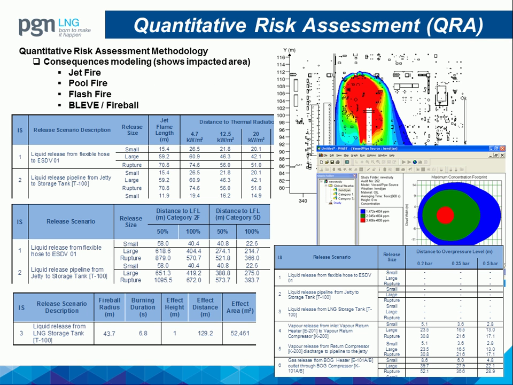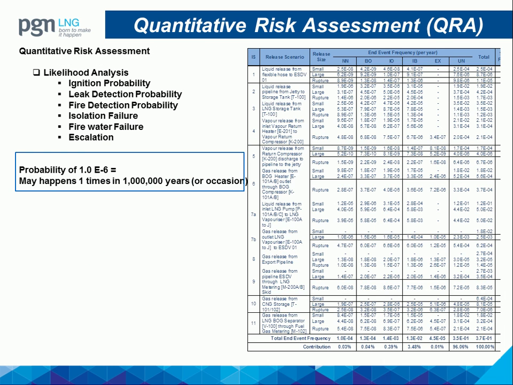This is an example of a QRA. This is the consequences modeling. The drawing shows how big the impact on the area is and how far it would reach. Normally the red is the worst case, and the white one is not impacted by the scenarios. This is the likelihood analysis. So basically, we go one by one per case. At the end, we find out what kind of frequency the scenario happens.